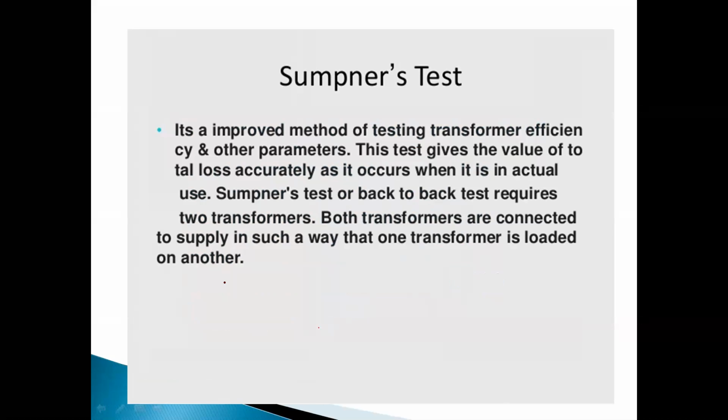The Sumpner's test, or back-to-back test, is also called the temperature rise test. It requires two transformers of identical rating. This is also very important: it requires two transformers of the same rating. In this test, we need two transformers. Both transformers are connected to the supply in such a way that one transformer is loaded by the other. So one transformer acts as a load for the second transformer in this method.